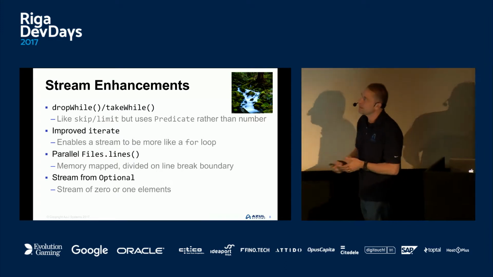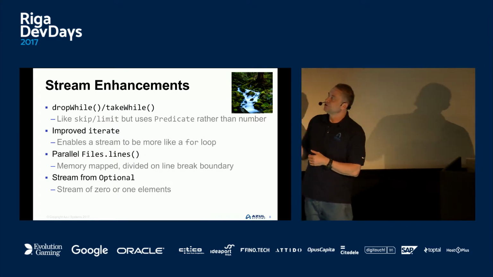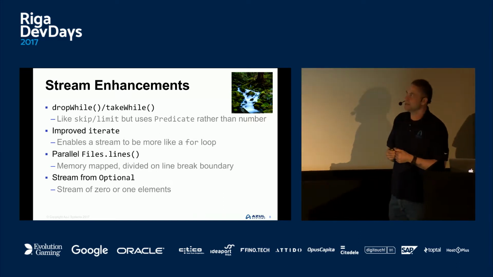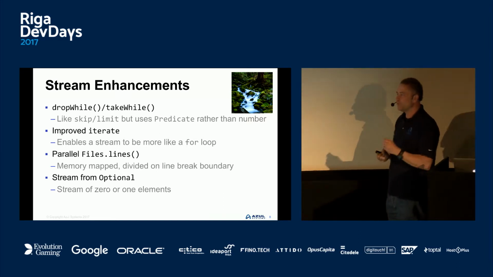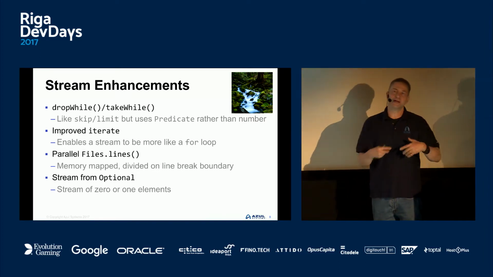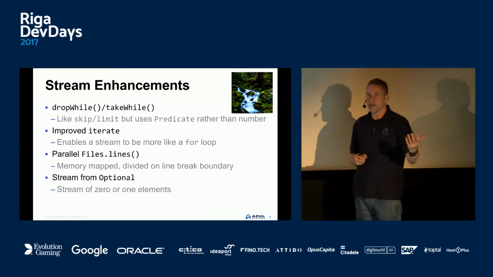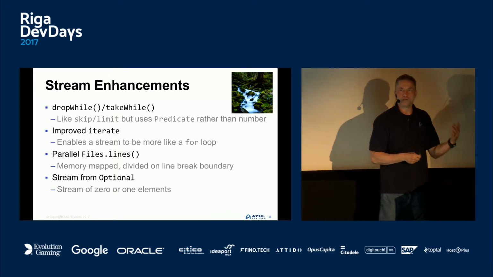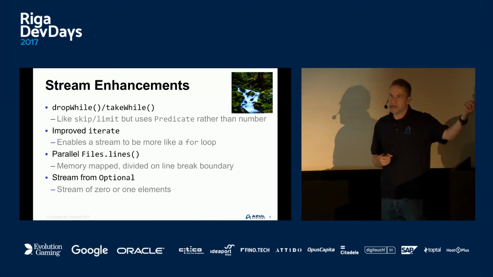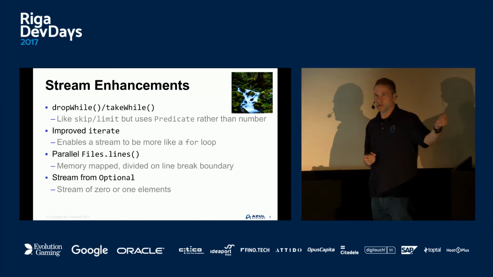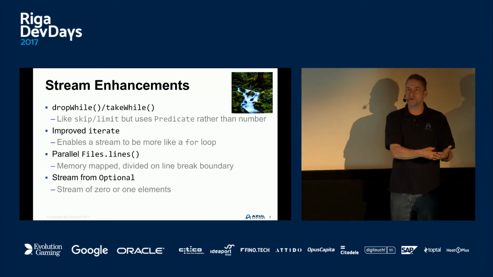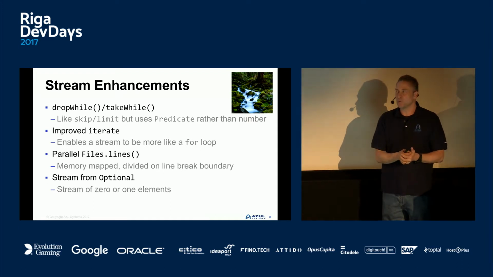The Files.lines method is now parallel, or able to process things in parallel. This is very useful from a performance point of view, because if you are reading lines from a file, and you tried to use a parallel stream on that before, you would actually get worse performance than if you used a sequential stream. The reason being that obviously a file is read sequentially, and by doing that, when you try to do it in parallel, you just run into all sorts of problems.